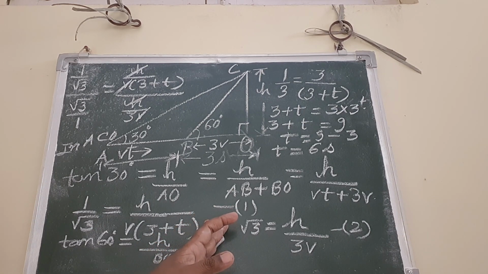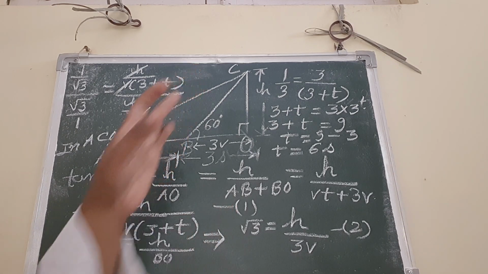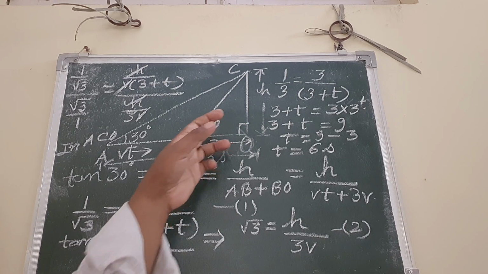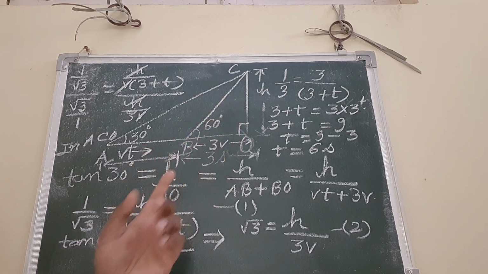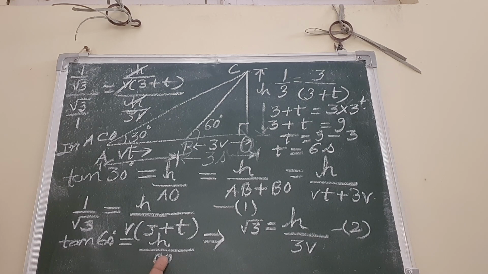So I think you have understood this question, this equation. Now we are going to make the second equation from this smaller right angle triangle which is having an angle of 60 degree. So we can write tan 60 degree is equal to opposite side upon base. So we can write h upon BO. Value of BO is 3v because it takes 3 seconds to reach here at point O. So value of tan 60 degree is root 3. So it is root 3 is equal to h upon 3v. This is our second equation.